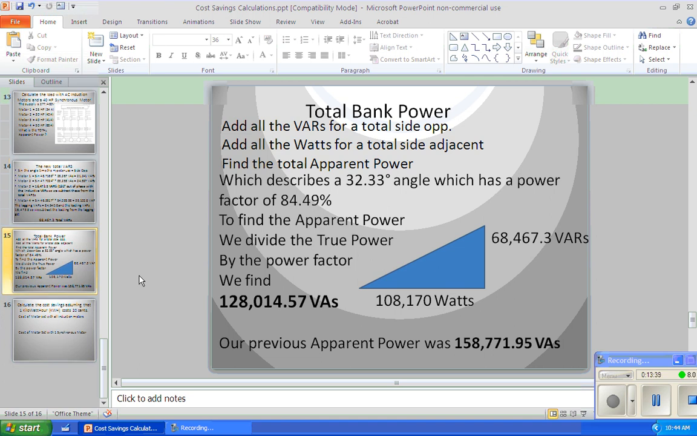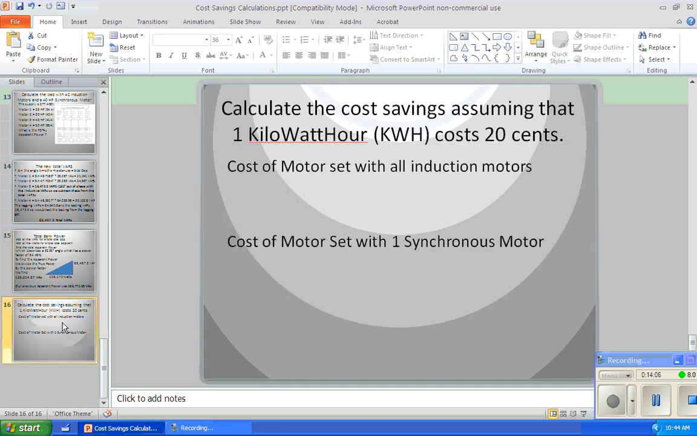So we have a new apparent power. Now this is what we're paying for, 128,014.5 VAs. That's 128.014 kVA, and our previous power was 158.7 kVA. Now, that's per hour, right?